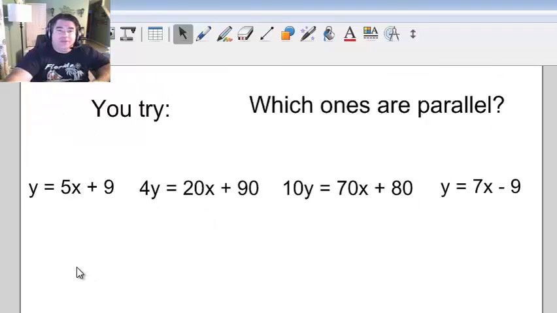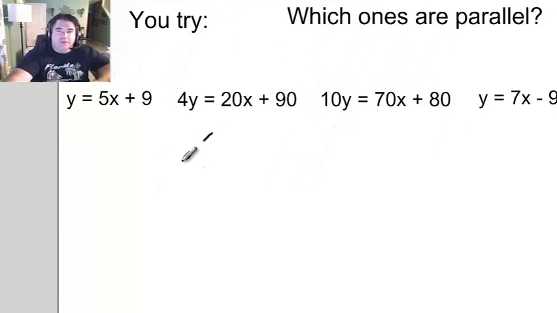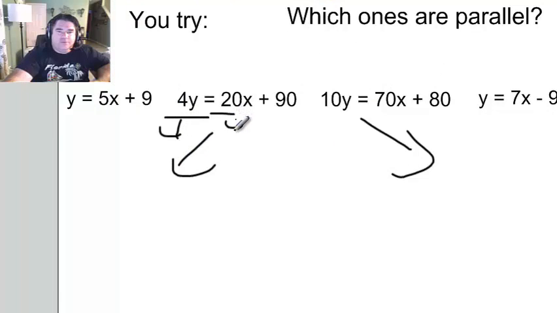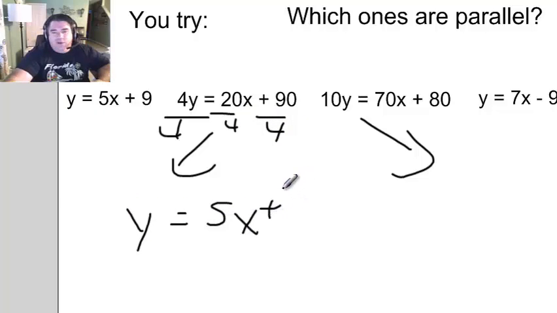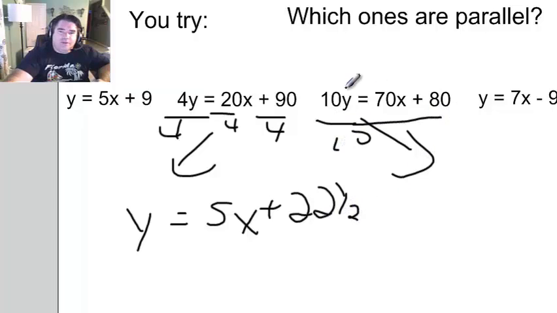To solve this, you would have to go ahead and first do this. I'd have to divide all these by 4, which is going to make y equals 5x plus 90 over 4, which I'm going to say is 22.5, I believe. Hope I'm right there. And I'm going to divide all these by 10 all the way across. So this makes y equals 7x plus 8.